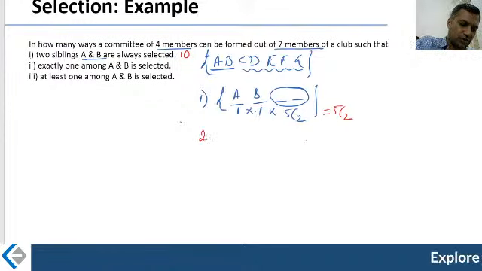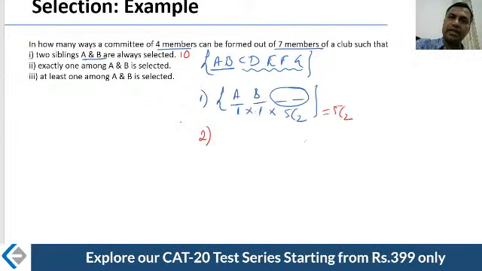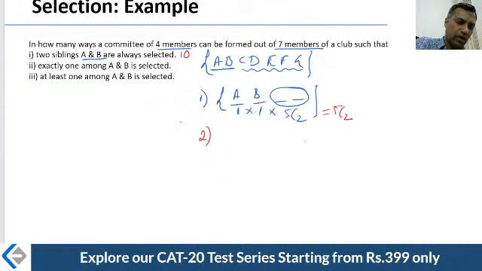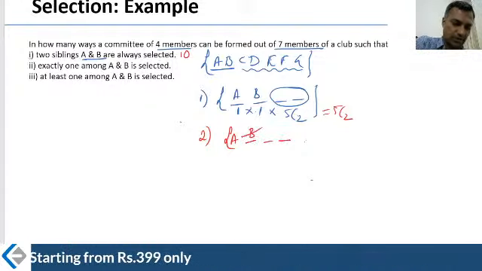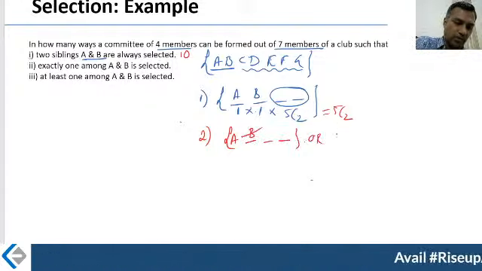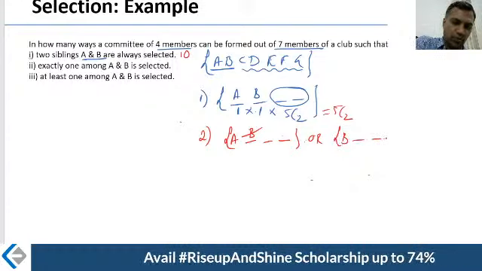Second question. Let's go to the second question. Exactly one among A and B is selected. What do you mean by exactly one among A and B is selected? A is selected, but there is no provision for B. No matter what, B cannot be selected. Okay, that's one. Or B is selected, but there is no provision for A.